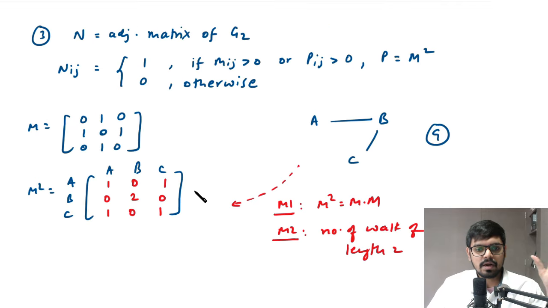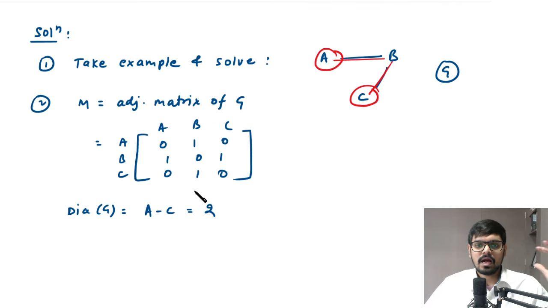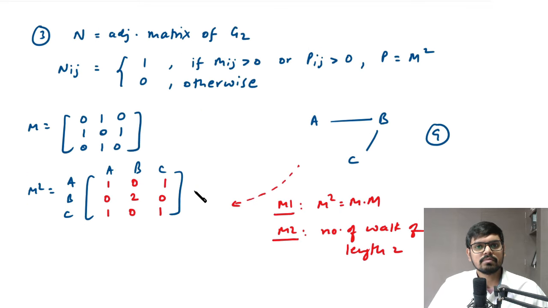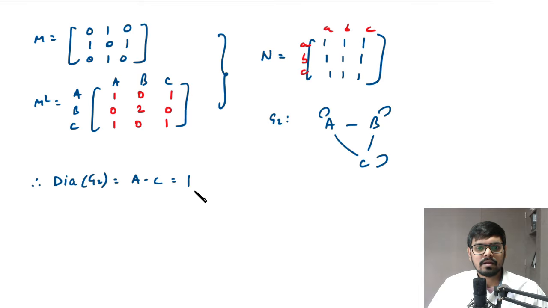So finally we got the diameter of G2 and the diameter of G. How we generated it, I hope now it is very crystal clear. Whenever you see a question, try to break it into simple steps. Once you break it into simple steps, then investigate step by step, taking an example and then moving forward.